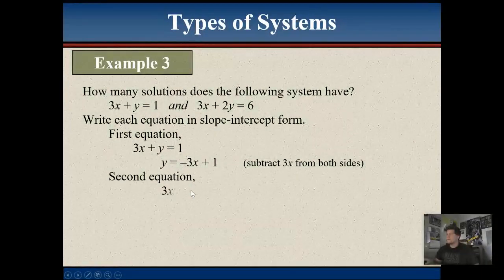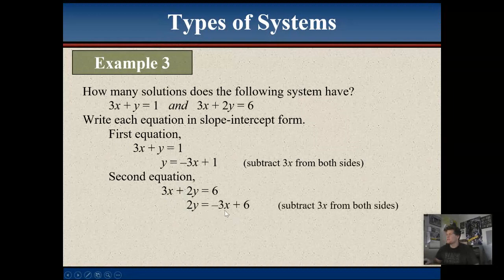Next equation, I have my 3x plus 2y. Start the same way. Get that 3x to the other side, subtracting. Now I've got to get rid of that 2. It's being multiplied, so let's divide it all by 2. Negative 3 divided by 2 stays as a fraction. 6 divided by 2 becomes positive 3.